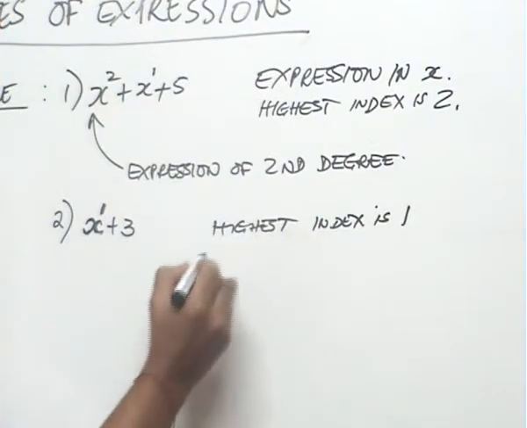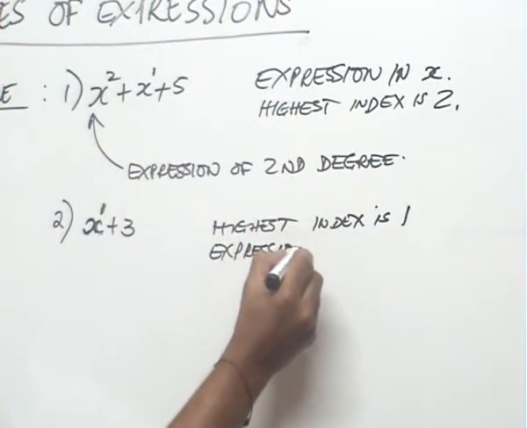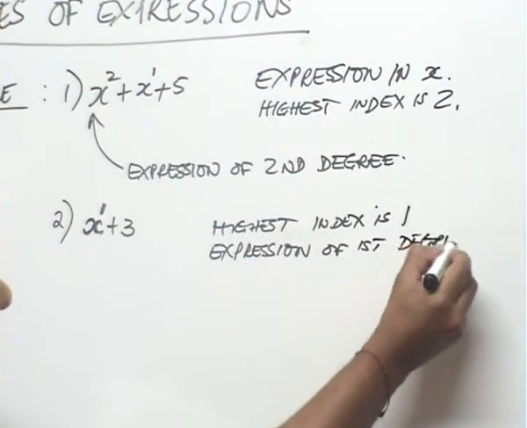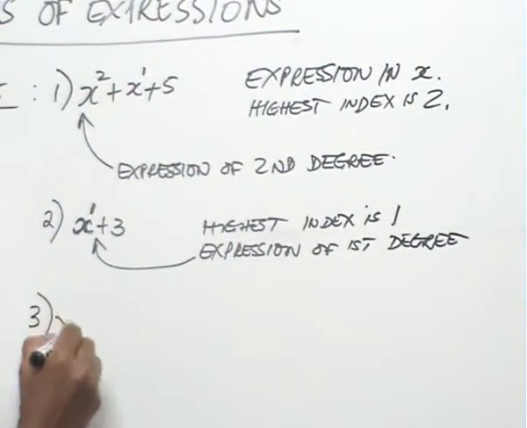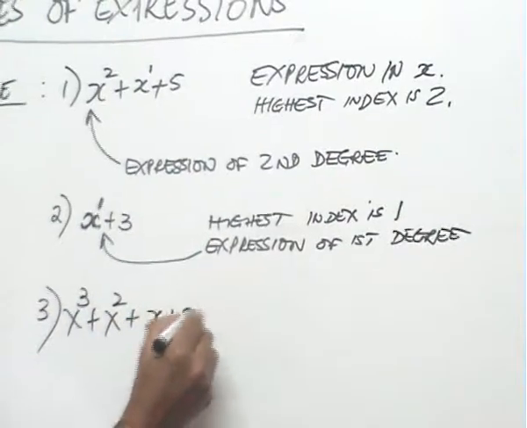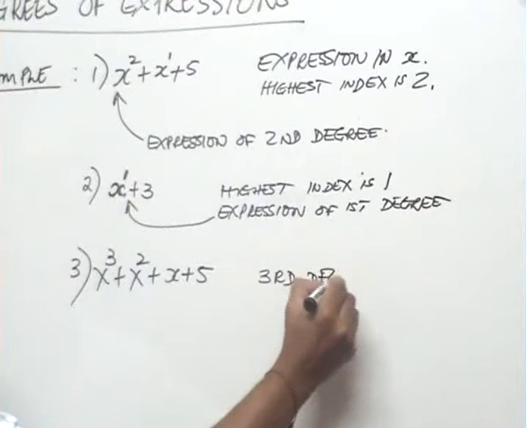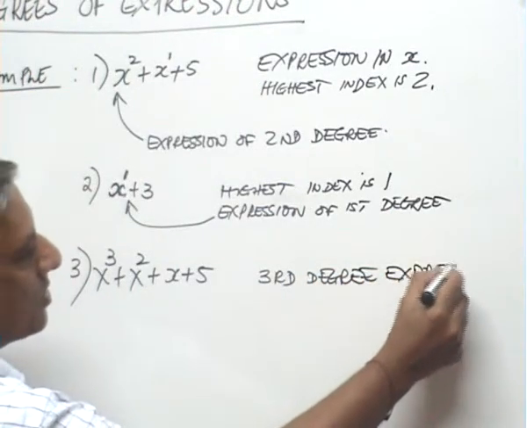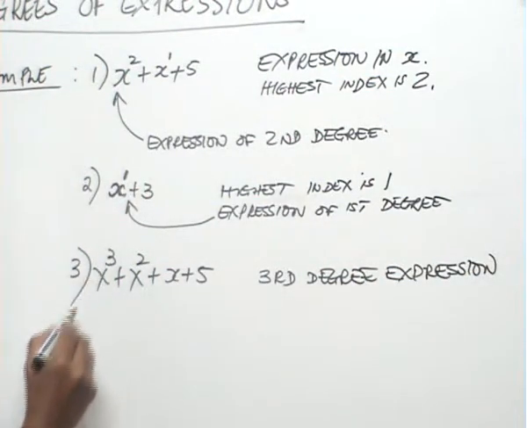So this is an expression of first degree because the highest index is 1. Let's take another example. X cubed plus x squared plus x plus 5. Then clearly this is a third degree expression, because the highest index here is 3.